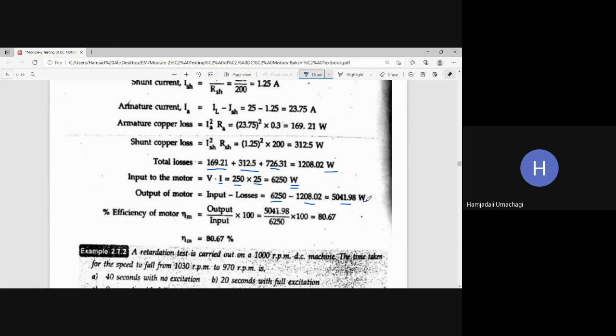Now let us calculate the efficiency of the motor, eta m. Efficiency of the motor eta m is equal to output by input into 100, where output is 5041.98 and input is 6250, into 100 in order to convert in terms of percentage. So finally, after solving this, efficiency of the motor will be 80.67 percentage. Fine.